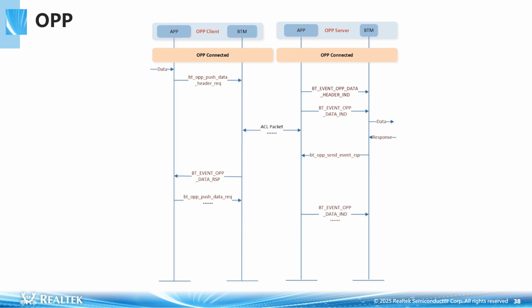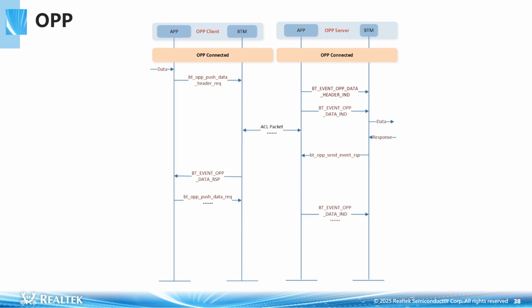The interaction flow for using OPP to transfer data in the Realtek SDK is shown in the diagram. The application initiates the OPP data transfer by first calling BT-op push data header request. The peer device receives BT event OPP data header IND and responds with BT-op send data response.